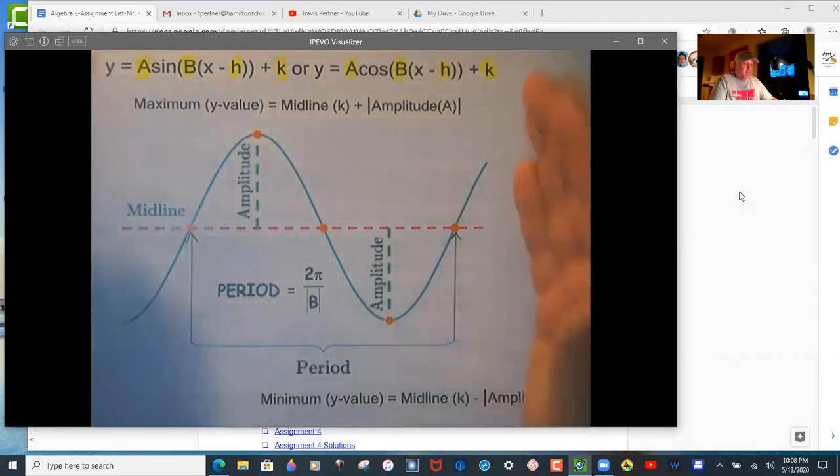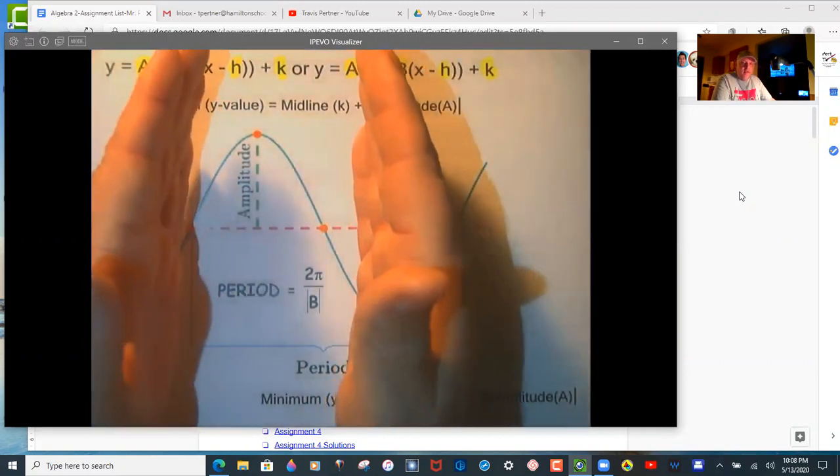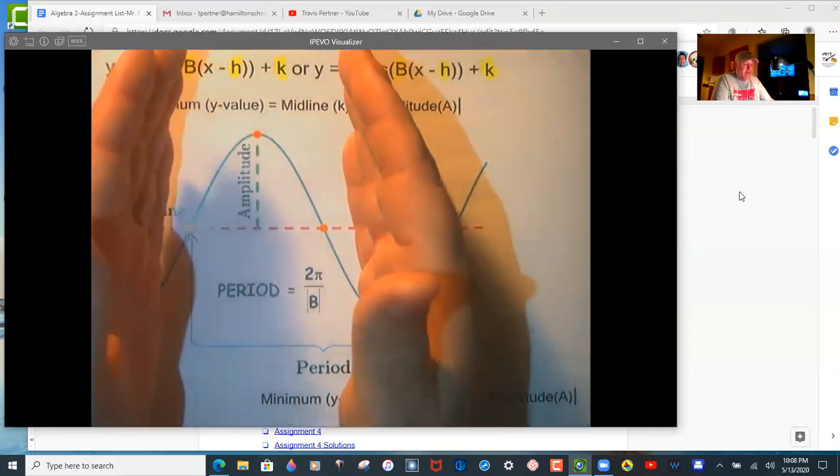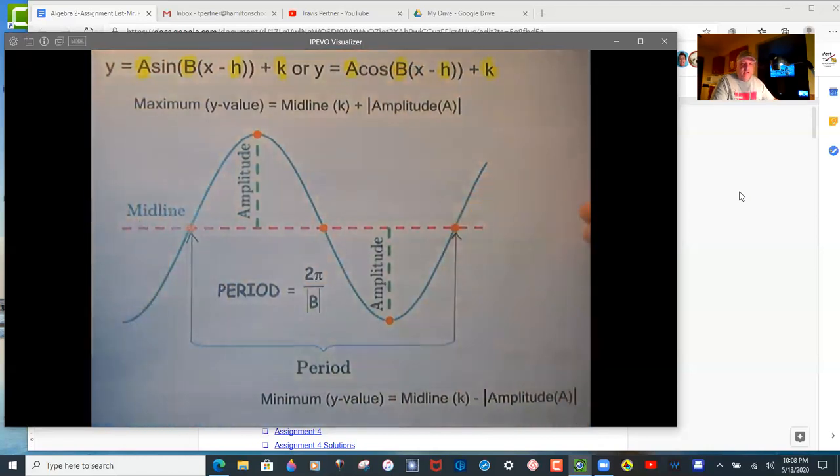So the greater the value of B, the more compressed the graph becomes. The less the value of B, the more stretched and flatter the graph becomes. H and K are simply shifting the graph off from whatever particular point. For sine, we start at 0, 0. For cosine, we start at 0, 1. Although you don't need to know that. You just need to know that it is shifting from the original graphs of sine and cosine.